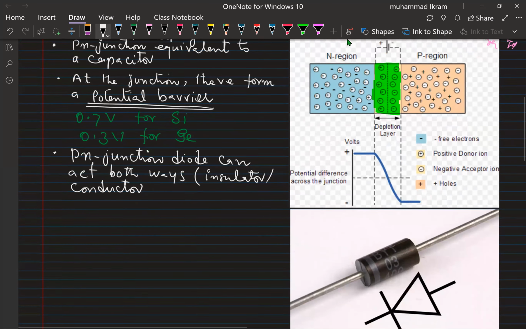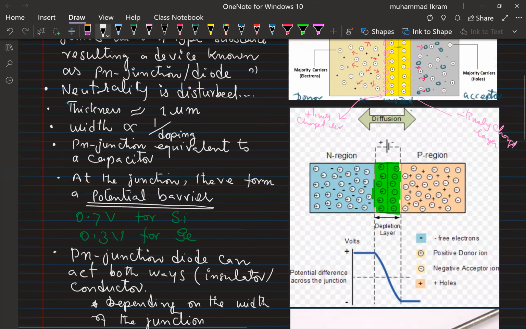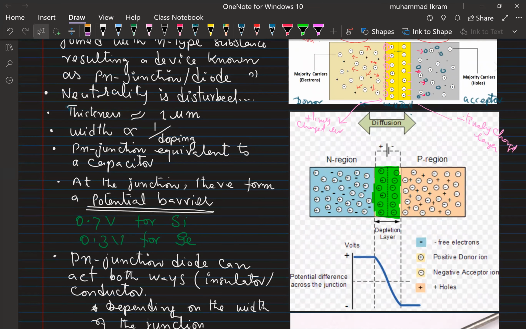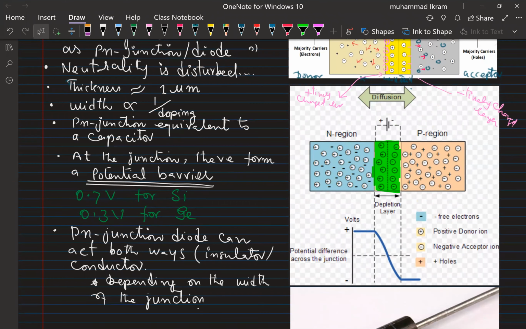Depends upon what? Depending on the width of the junction. Depends upon the width of the junction. Now you see, this is what, as I told, we call the potential barrier. This one, as you see here.